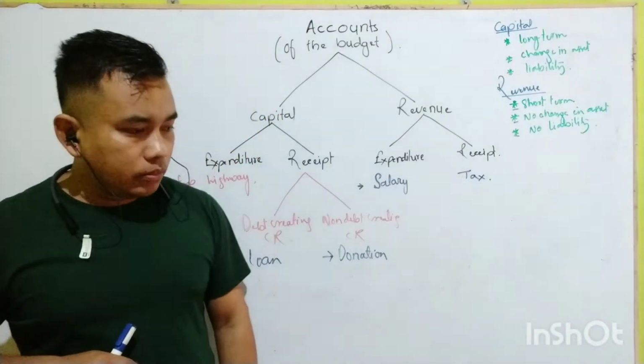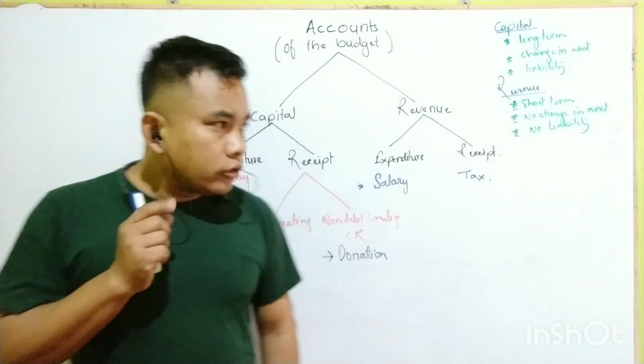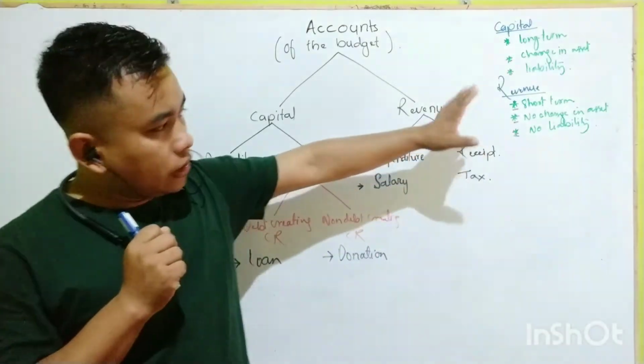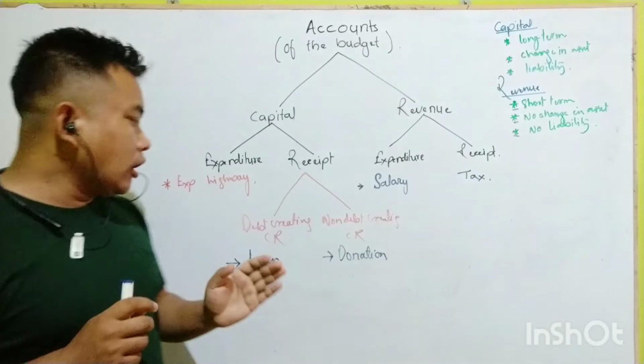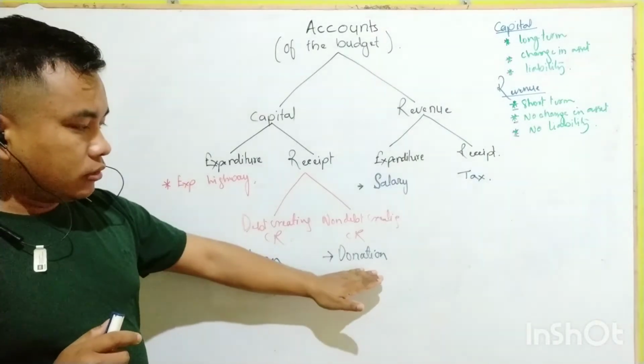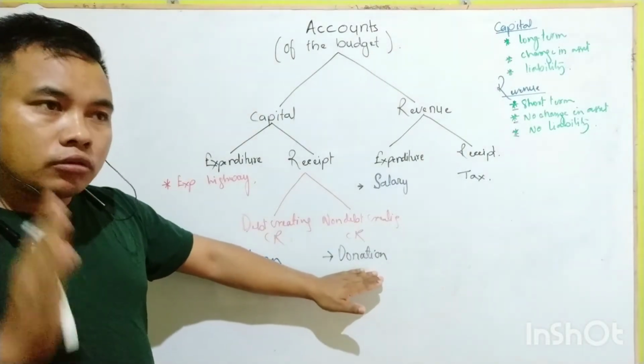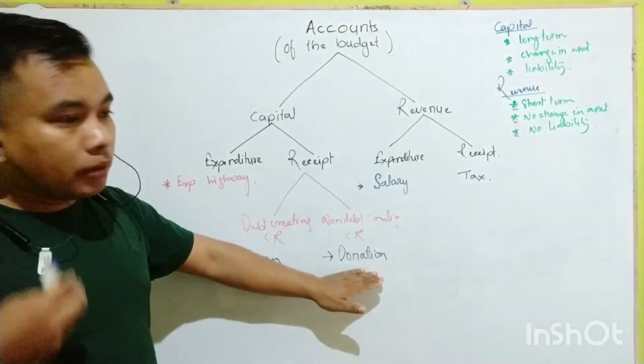Point number 2 is that there is a high change in assets. All these conditions will be fulfilled. But there will be a difference between loan and donation. Donation does not mean that they have to pay it back compulsorily.